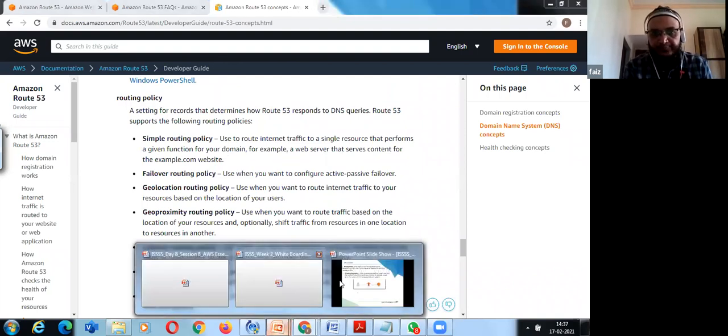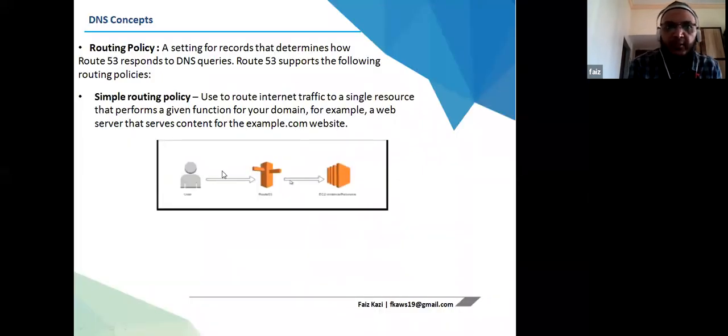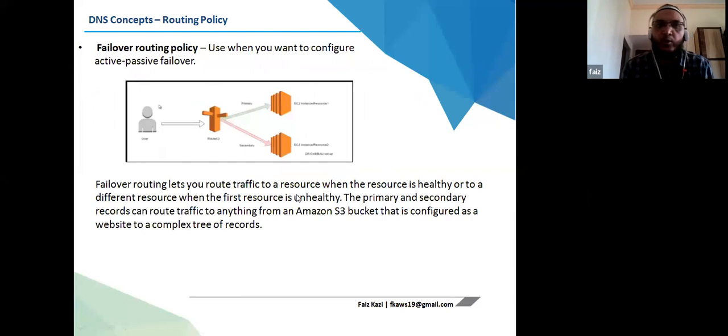So for example, if you have only one single user or one single instance, okay, and you're using Route 53, you can use simple routing policy. It is used to route internet traffic to a single resource that performs a given function for your domain. For example, a web server that serves content for example.com, right? Then we have failover routing policies.